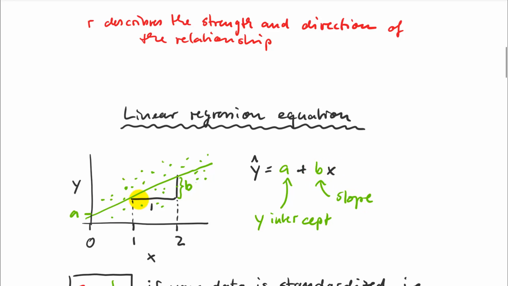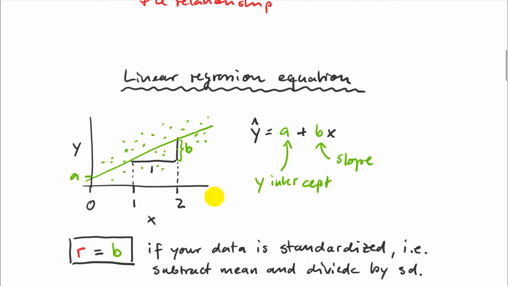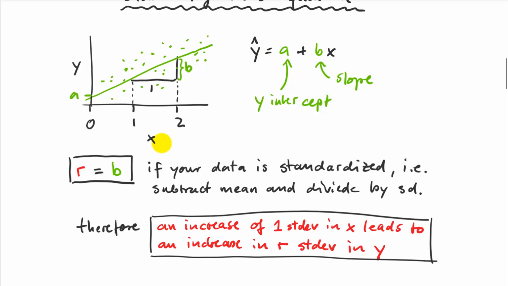So if I go 1 unit to the right, I would go b units up, or in case of a negative relationship, my b value would be negative. So in that case, I would go -b down to arrive at my y value from an x value. And so the way the correlation coefficient is calculated is actually from this equation, but with standardized data. So if you standardize both your x and your y variables, so you subtract the mean and divide by the standard deviation, then my slope is the Pearson correlation coefficient.